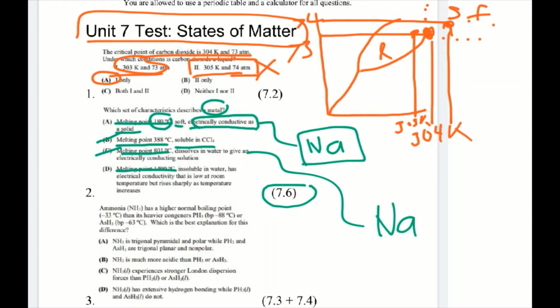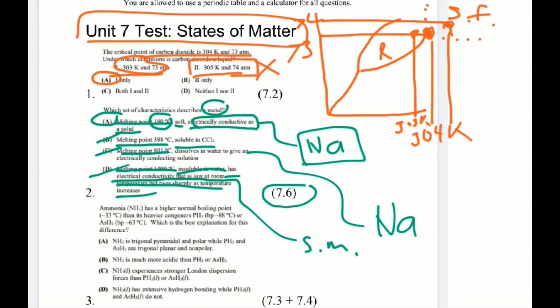Now let's look at D. Melting point 1400 degrees Celsius, maybe. Insoluble in water, oh, of course. Has electrical conductivity that is low at room temperature but rises sharply as temperature increases. Now this sounds like a semi-metal to me, and not a metal, so D is out, and A will be our answer. Now let's look at number 3.